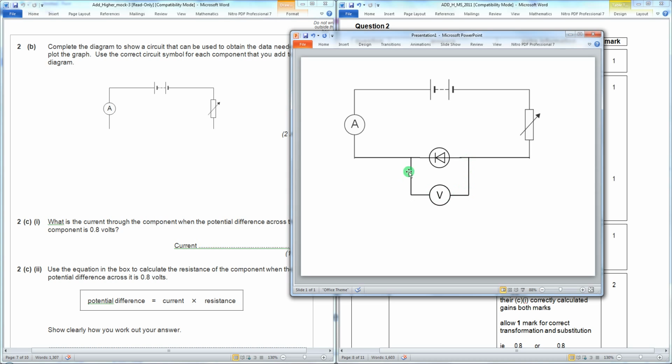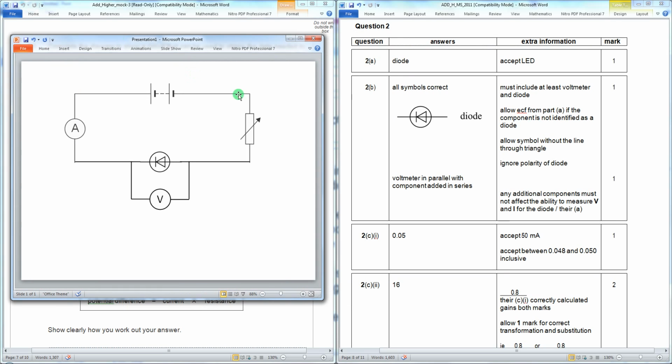Voltmeters are always added in parallel to the component they're trying to measure the voltage of, and ammeters are always in series, so they're in the same loop in the circuit. This over here is a variable resistor. All that allows you to do is change the total resistance of the circuit, so you can change the current through it and the voltage across the diode. That allows you to get the different points on the graph. The voltmeter measures the voltage, the ammeter measures the current.